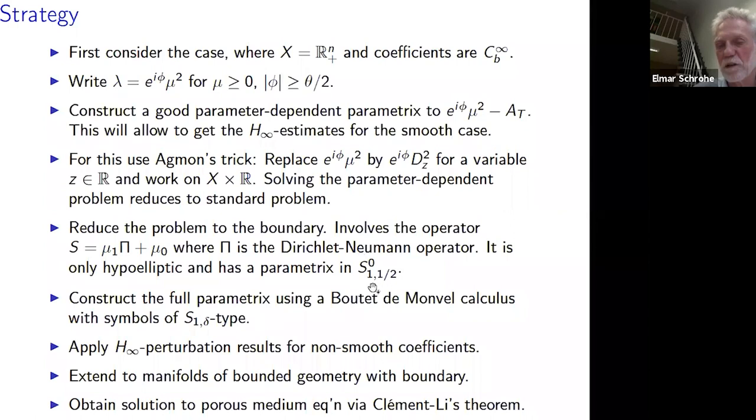So we want to work with this and we want to solve a boundary value problem. So we use Boutet de Monvel's calculus, but with symbols of this type. So we have to extend the calculus slightly from the classical definition to symbols of this type. And what we then have is the result for smooth coefficients, so for C infinity coefficients. And in order to get down all the way to top coefficients in C tau and lower coefficients in L infinity, we just apply H infinity perturbation results as shown by various people, say Denk and Hieber and Prüss and others, Amann.